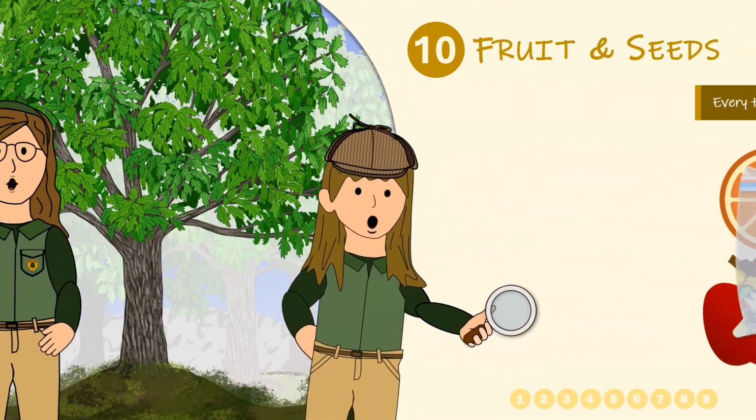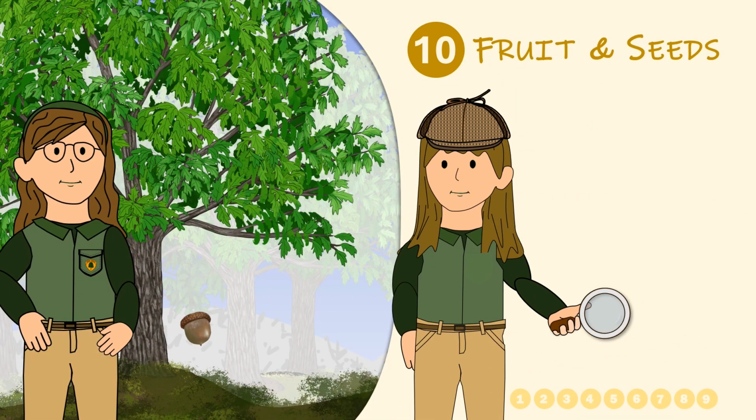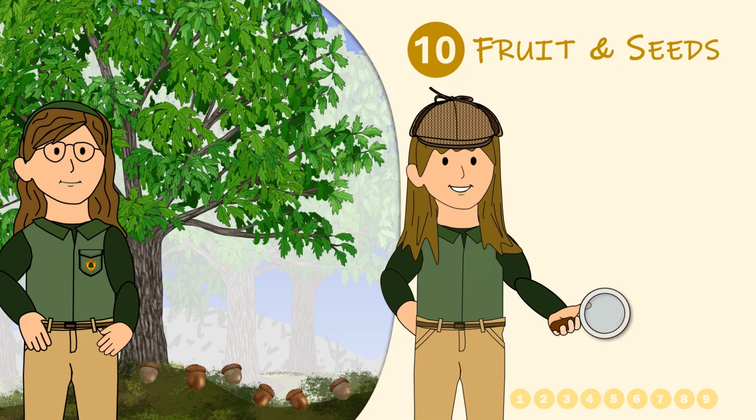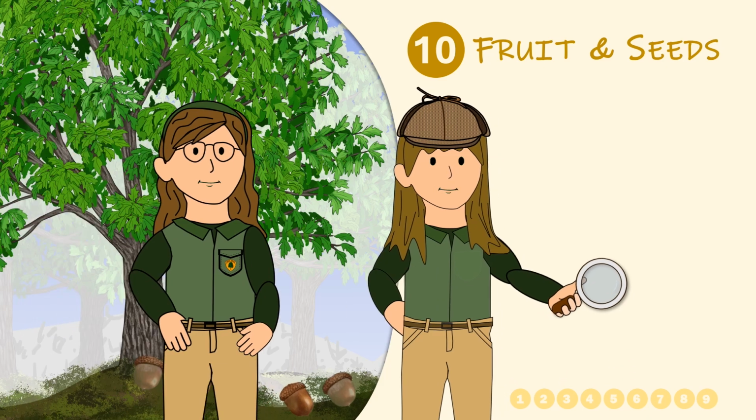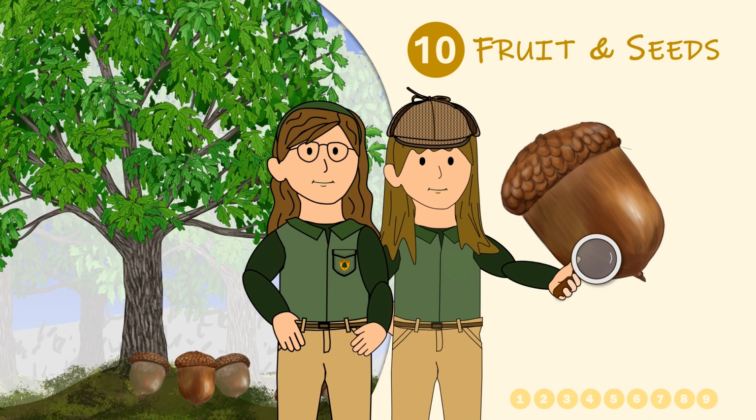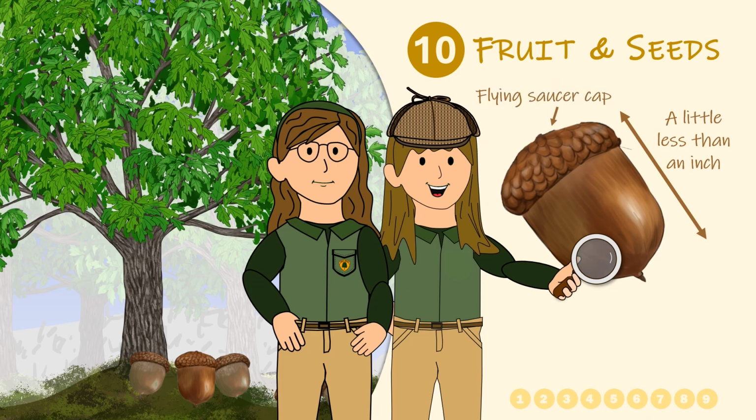This is your last clue, my dendrologist detective friend. Any fruits or seeds that can be seen on our mystery tree or on the ground around the base of the tree? It looks like the tree is growing lots of acorns, which all seem like they're a little less than an inch long, with a flat cap that sort of looks like a flying saucer. Perfect. That caps off our list of clues nicely.